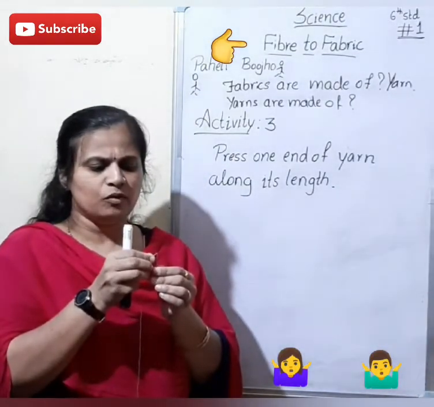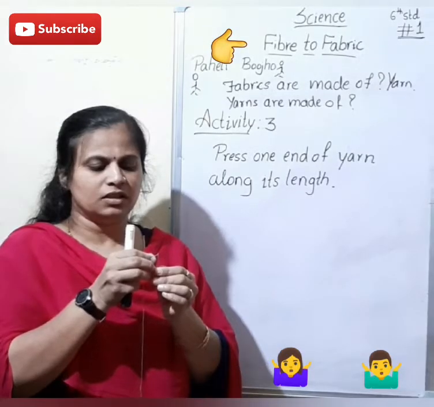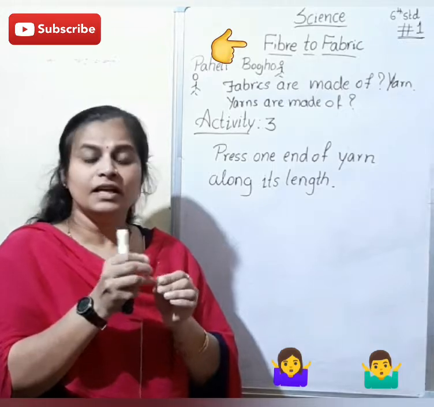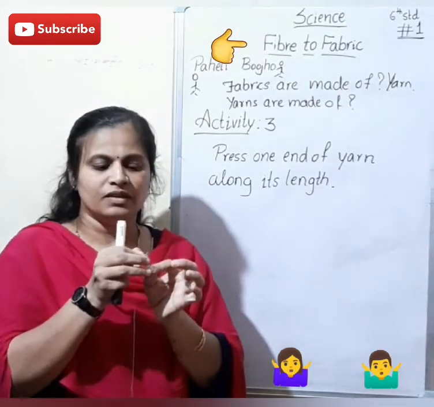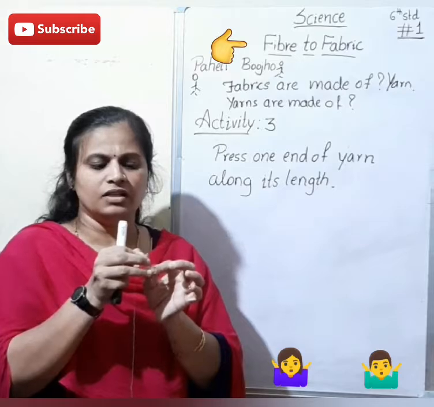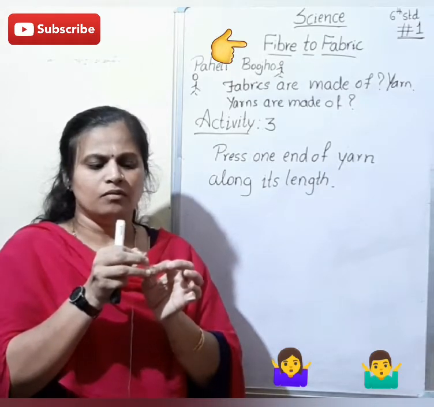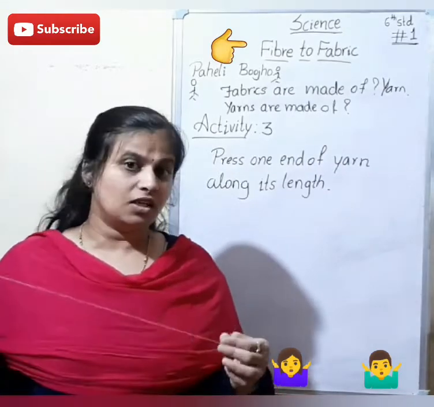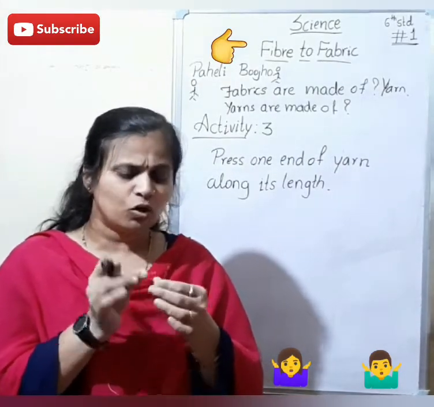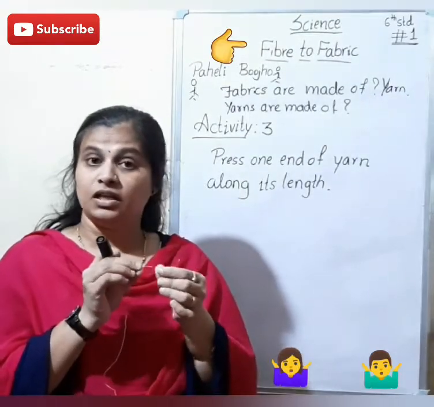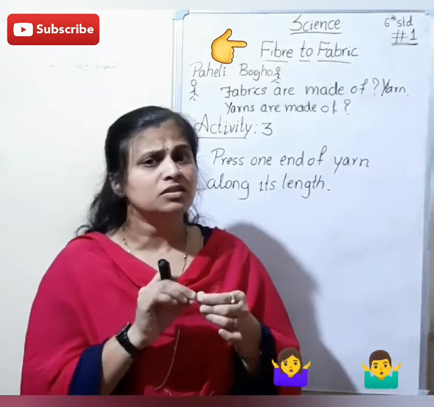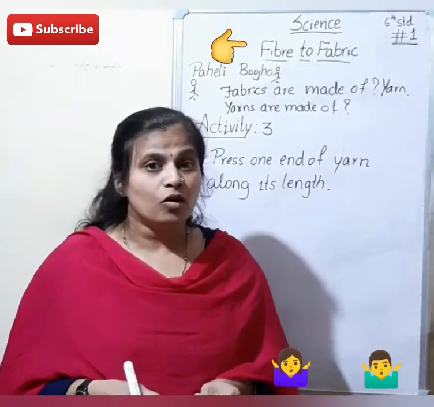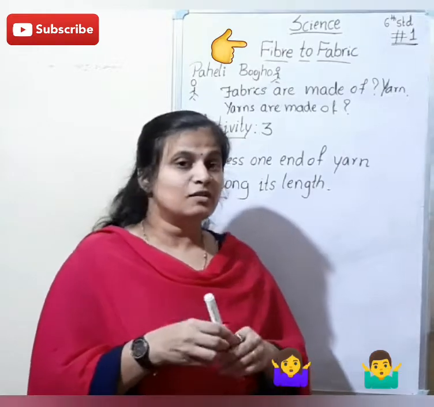Do you know why? Because splitting of this yarn into many strands makes it difficult to put this thread into the needle, right? So this yarn is again made up of many strands. I am not able to insert this yarn into the eye of the needle because this single yarn is split into many thin strands. Okay, so these thin strands are made of fibers.